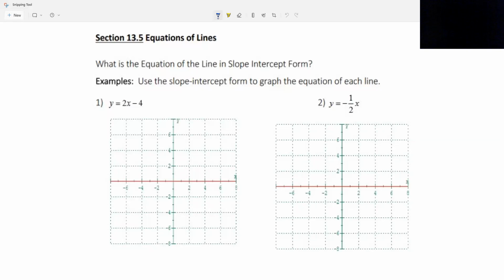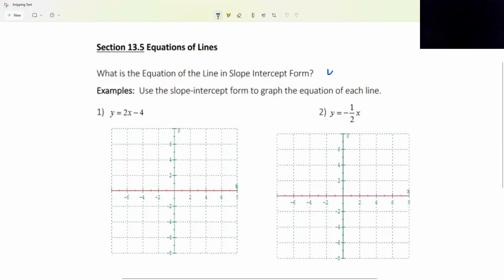Okay, so this is section 13.5, and it has to do with equations of lines. Right here we're going to start off. What is the equation of the line in slope-intercept form? Basically, you're going to have things that are in y = mx + b form.